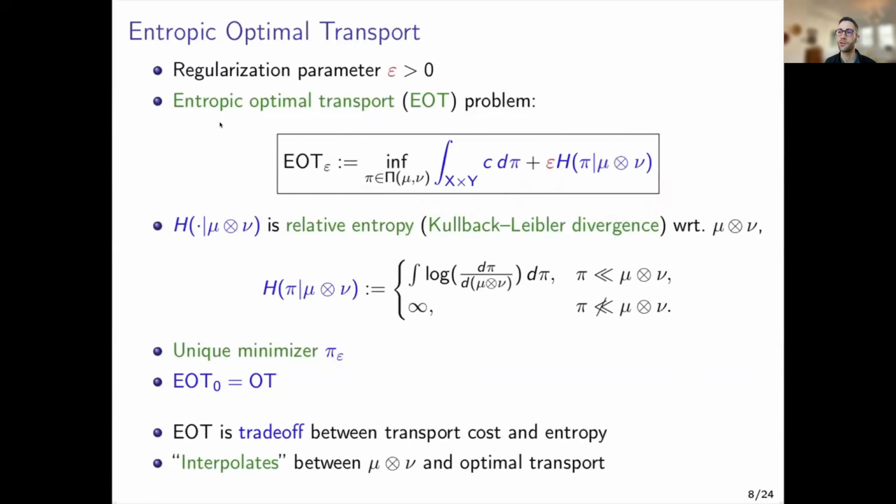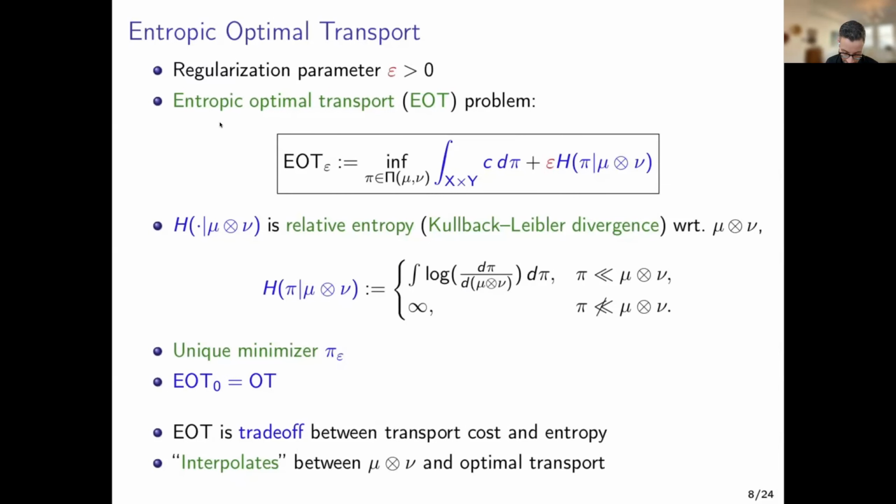And the trade-off is being modulated by the parameter epsilon. Basically, if epsilon is very large, you just care about minimizing relative entropy. This function here is non-negative and is 0 exactly if pi is the product measure. So when epsilon is large, pi epsilon should look basically like the product measure. And when epsilon is small, then this term is not very important and you're mostly caring to minimize the transport cost. So then pi epsilon should look like an optimal transport. How exactly, that's actually exactly the topic of this talk.